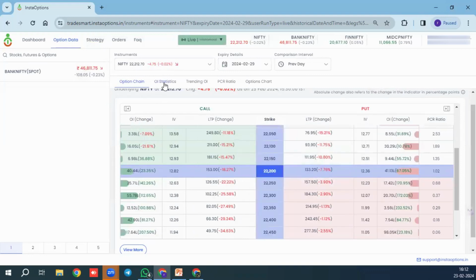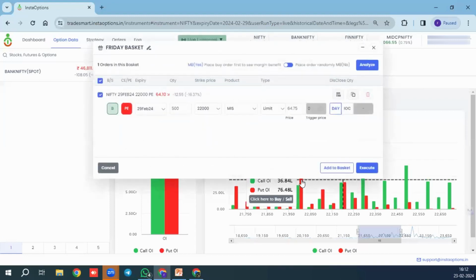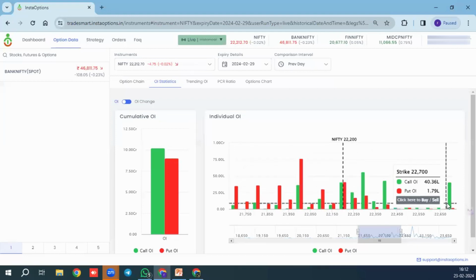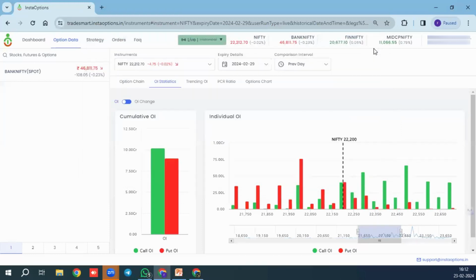Apart from this, we have OA statistics. OA statistics, this is interesting. You can see here cumulative OA, and you can see call OA is higher, which will indicate that market will not move upside, right? Okay, and here also you can see whichever strike price you see, if you want to sell, you can just click there and then you can execute the trade. Okay, if you want to buy also, you can change and execute the trade. See, that's what I said. Wherever you see strike price, आप उधर से आपका buy order, sell order execute कर सकते हैं.